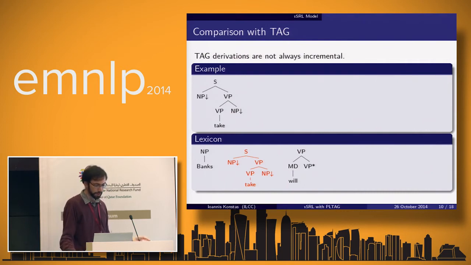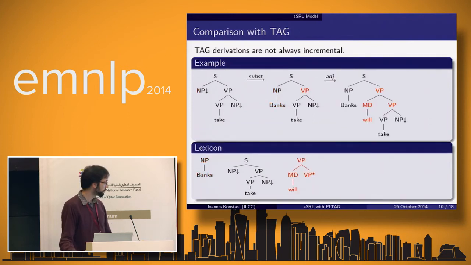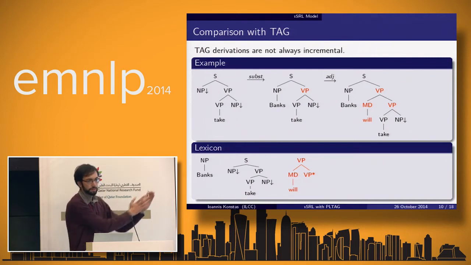So, for example, for the sentence "banks will take", you might first process the verb, which is in the middle, and then substitute on this NP the subject of it. So it goes first, even though it's the first word, it goes second. Then you will modify somewhere in the middle the verb, so it will go "banks will take". So we'll just slot in over there.